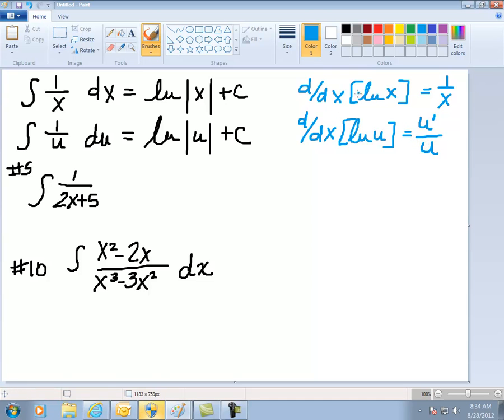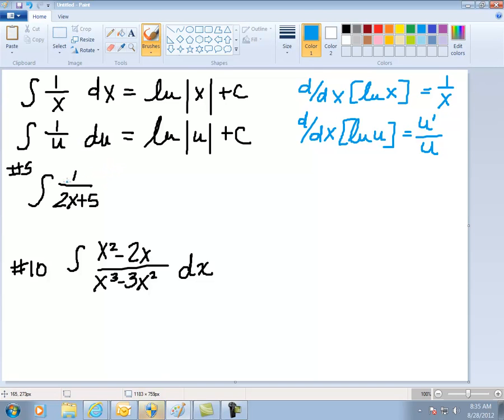So it only follows that if we integrate 1 over x, we will end up with the natural log of x. And if we integrate 1 over u and we have the derivative of u, we will end up with the natural log of u. So to show you how this works applied, we're going to do a couple of examples.